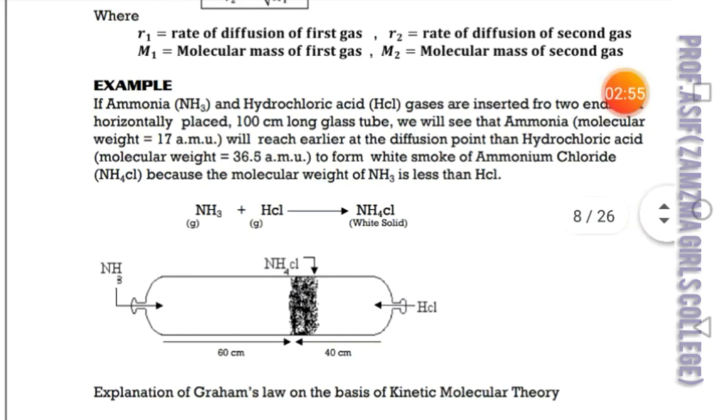We have taken two gases. One is ammonia, the other is HCl. Mass of ammonia is 17, while mass of HCl is 36.5. In a glass tube, both gases are released. Length of the column is 100 centimeter.